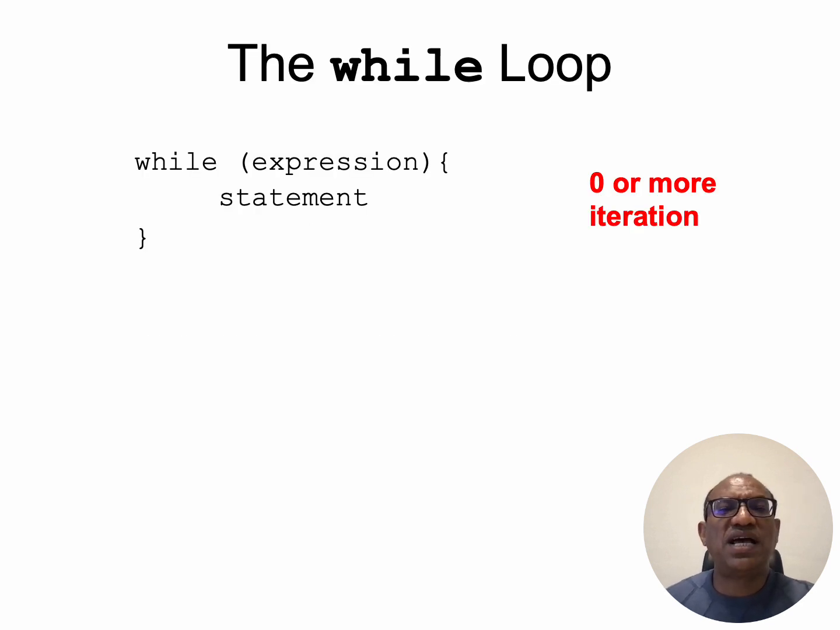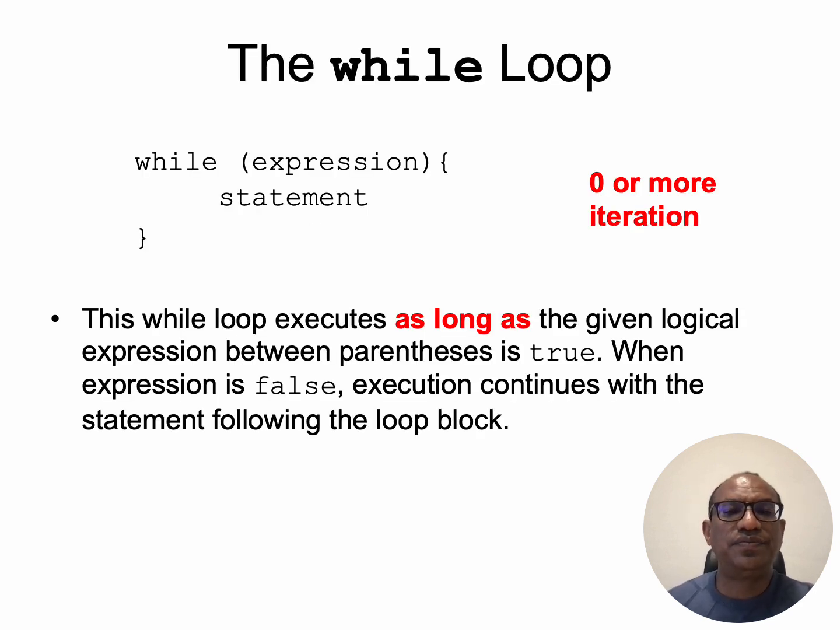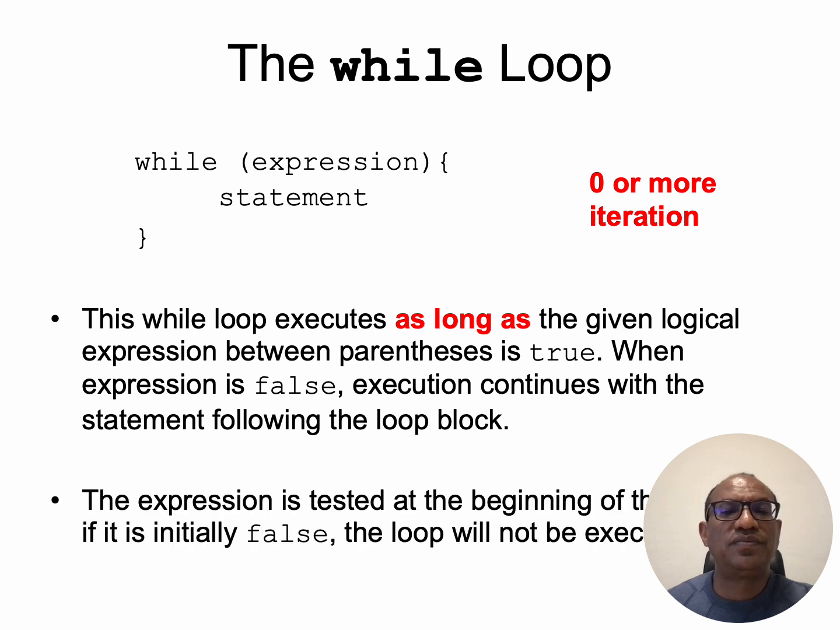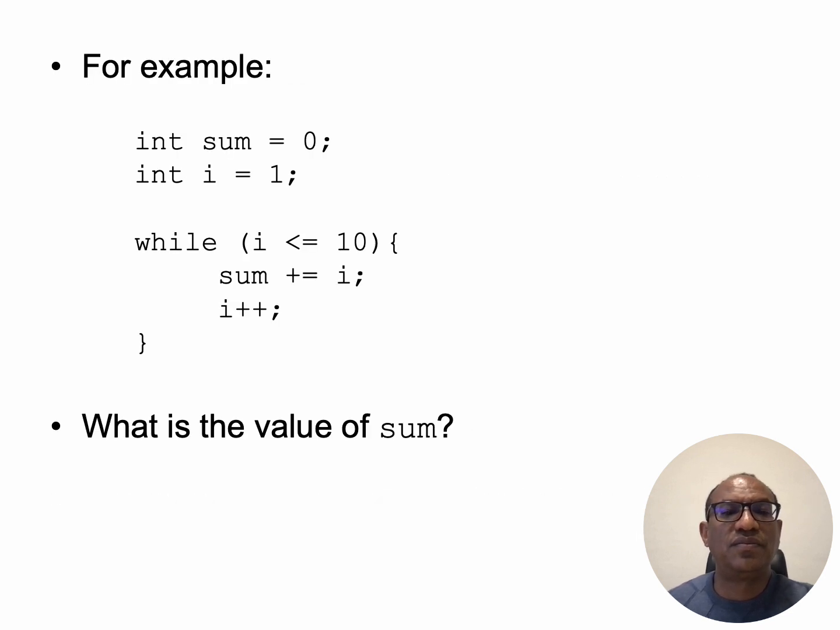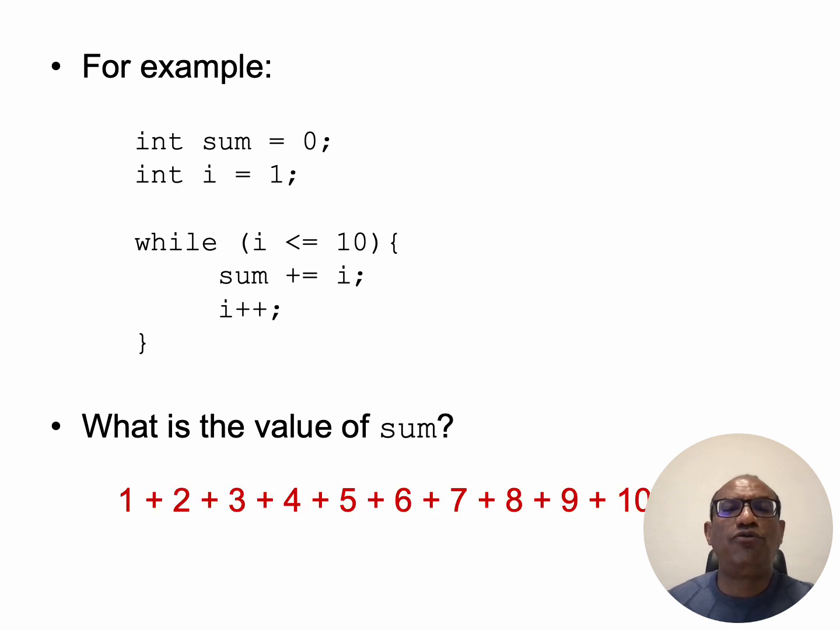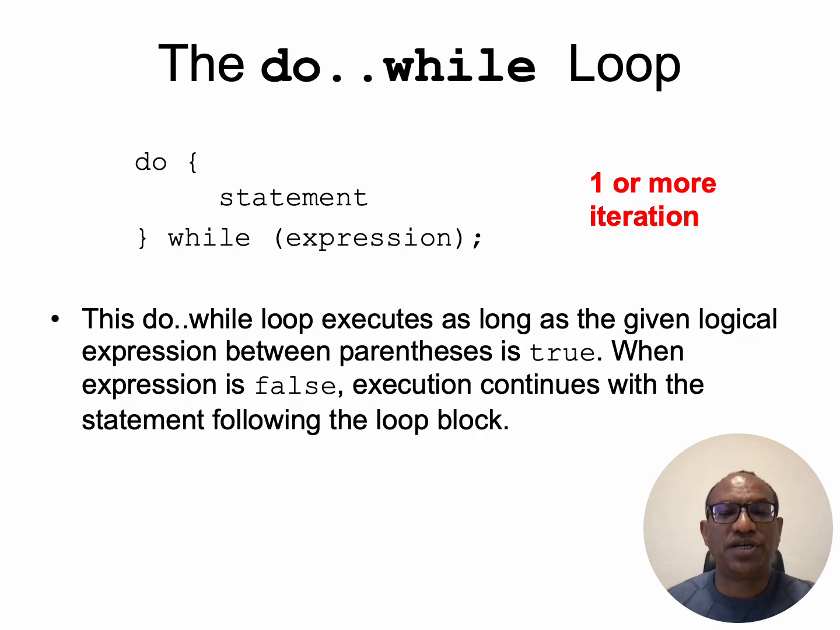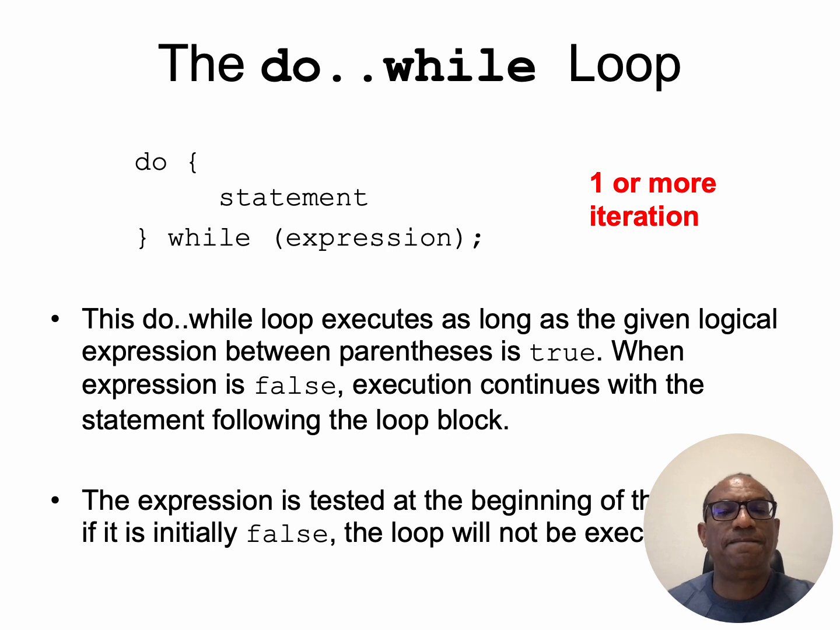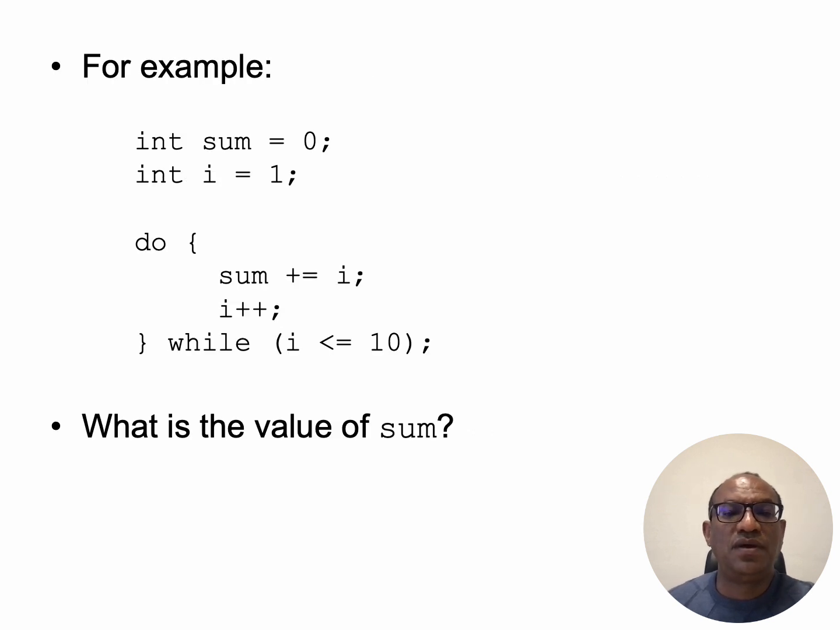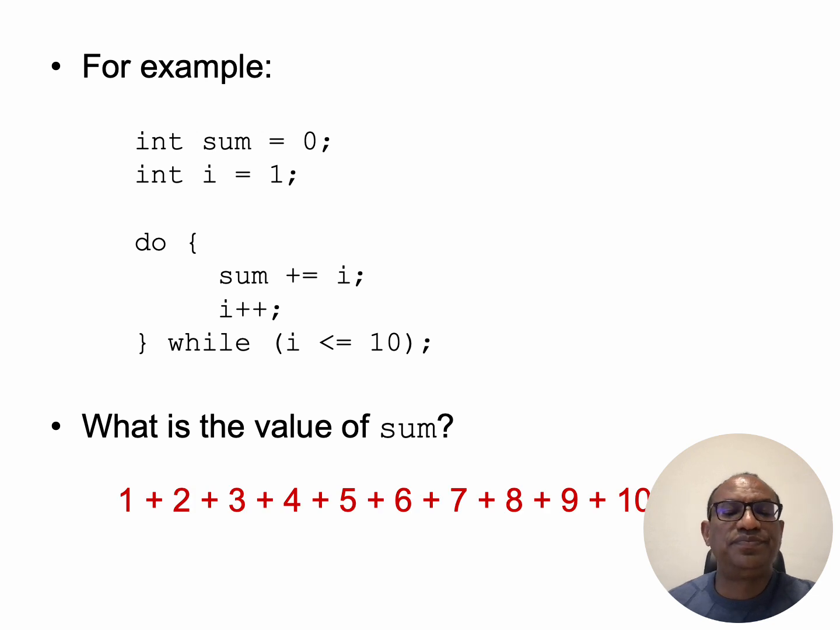The while loop runs as long as the condition is true. This is an example of using a while loop to add integers from 1 to 10. The do while loop guarantees at least one execution before checking the condition. We can add integers from 1 to 10 using the do while loop.